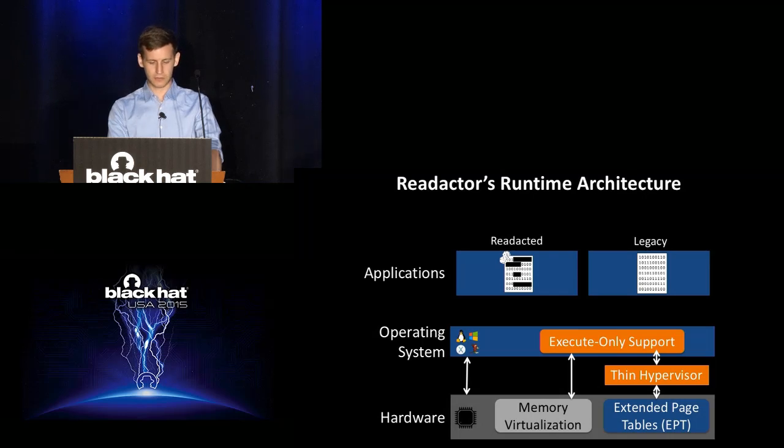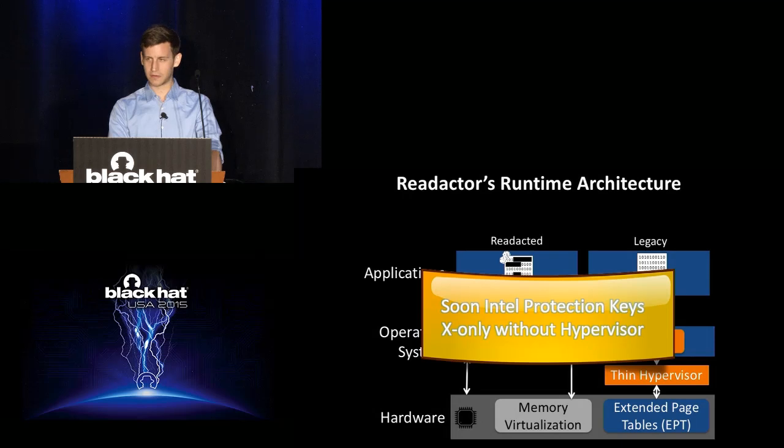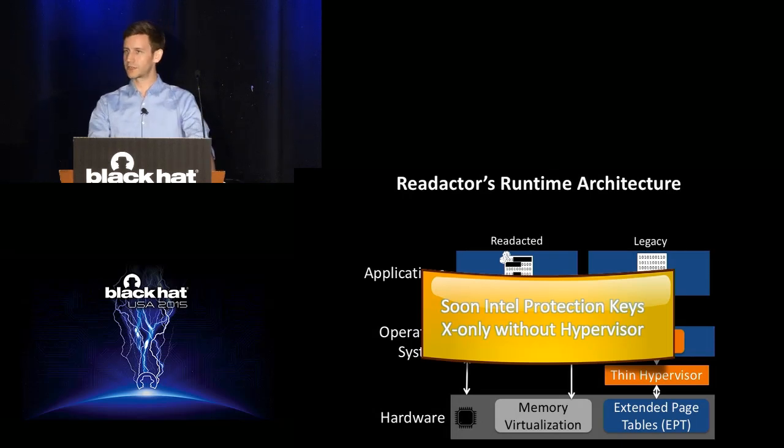It might look not so good to have a hypervisor in there, and actually it's also not really needed anymore. After we finished our work, Intel announced their protection keys, which are meant to protect keys in memory. However, we can also exploit this feature to have execute-only memory. So we actually don't depend on the hypervisor anymore. So now we can protect ahead-of-time compiled code.